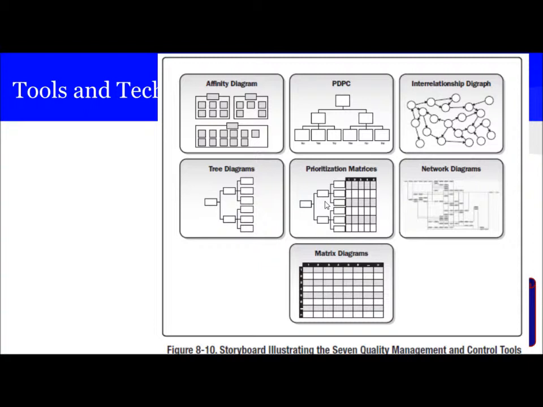The next thing is network diagram. It can be activity on node or activity on arrow diagram used in conjunction with the critical path method, PERT or PDM. And the last thing is matrix diagram, data analysis within the matrix structure, rows and columns, and it shows relationships between factors, causes, and objectives.